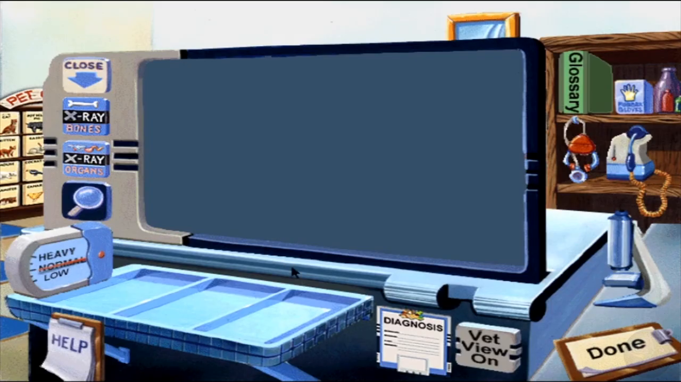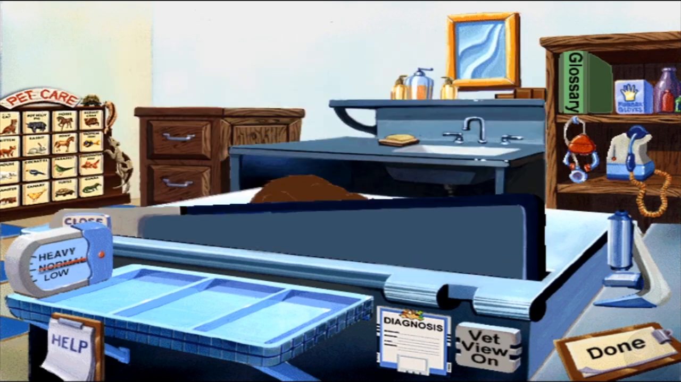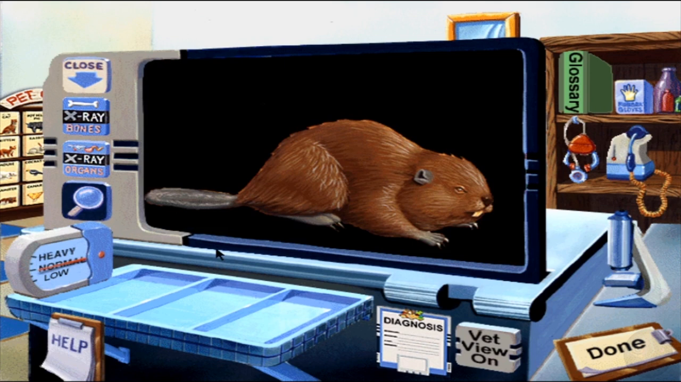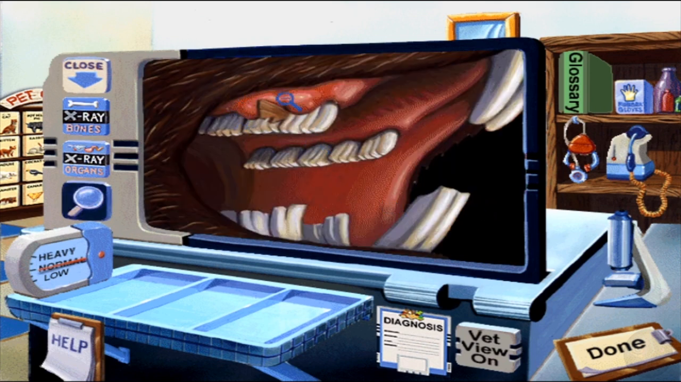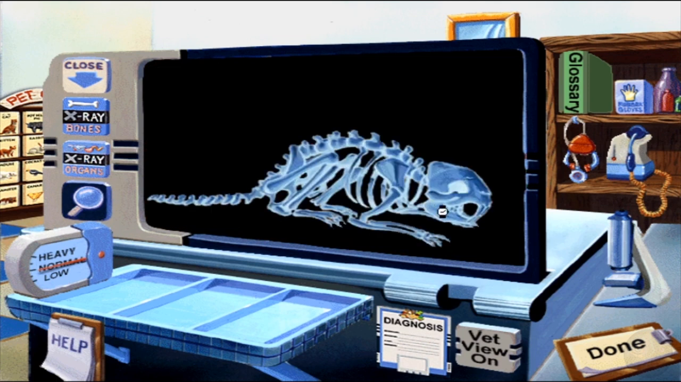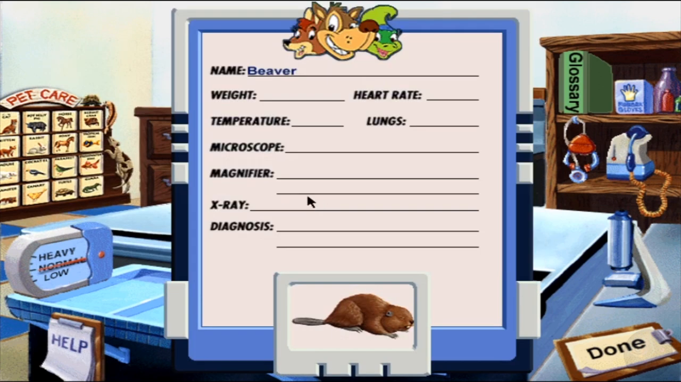Oh, you've brought an animal in for examination. Oh, a splinter. The gums are very swollen and possibly infected. I don't see any problems here. A splinter. Normal.